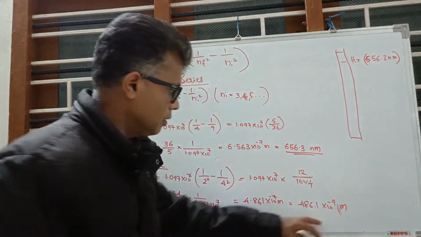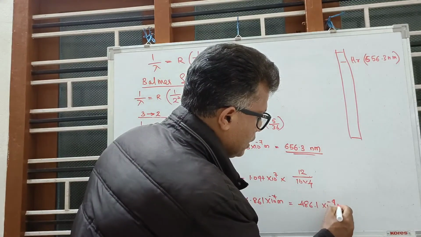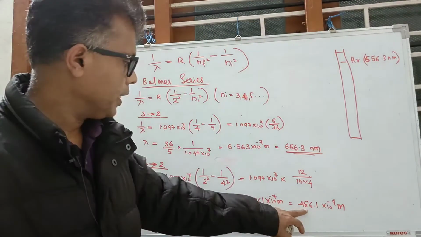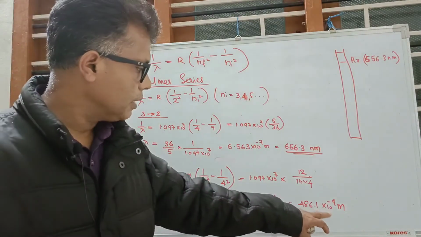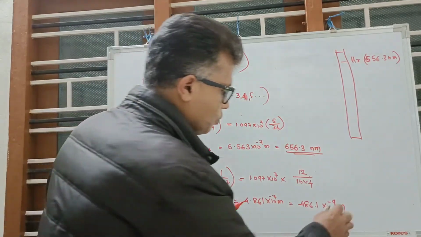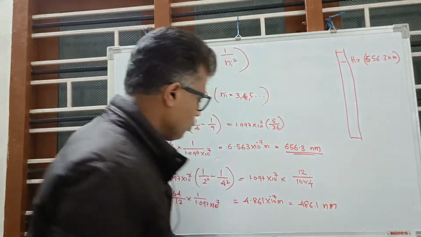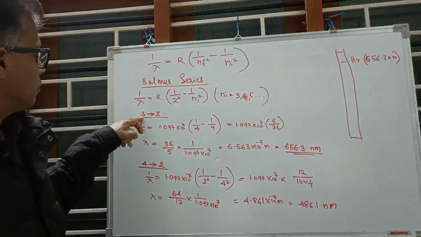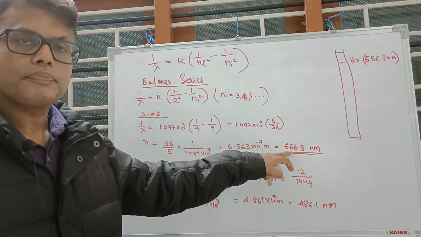So, 486 into 10 raised to minus 9 meters. I am converting 10 raised to minus 9 meter to nanometer. So it is 486 nanometer. Now you see, when it is jumping from 3 to 2, we are getting the first spectrum.